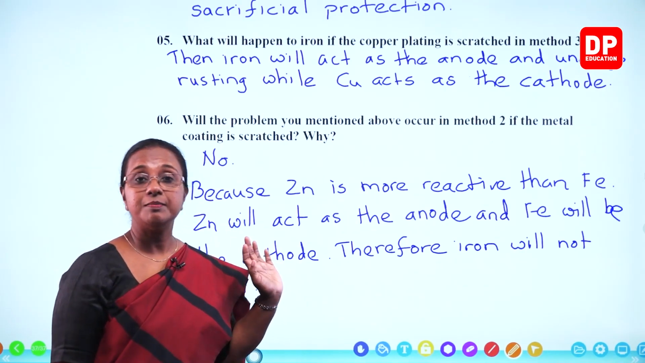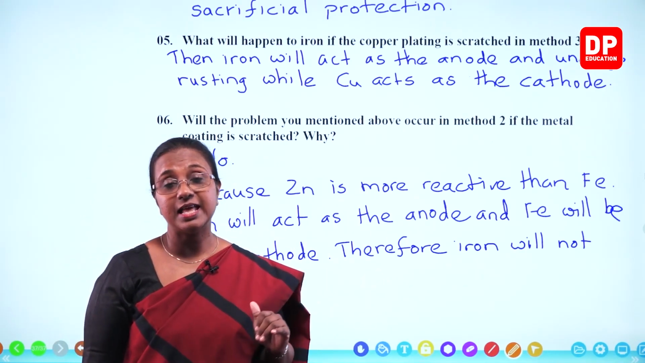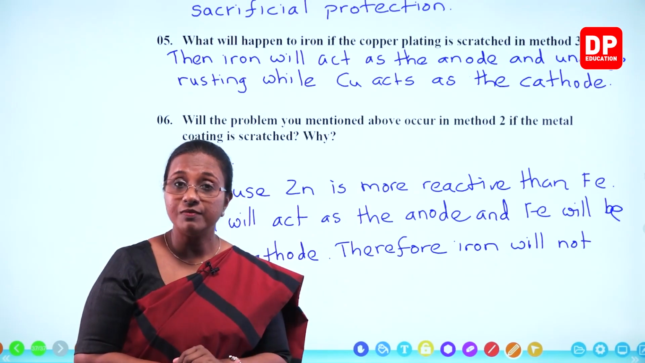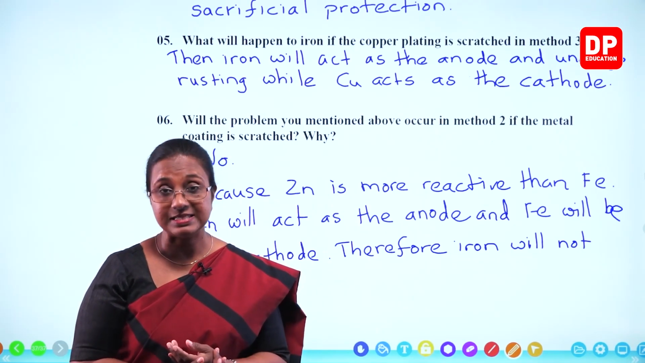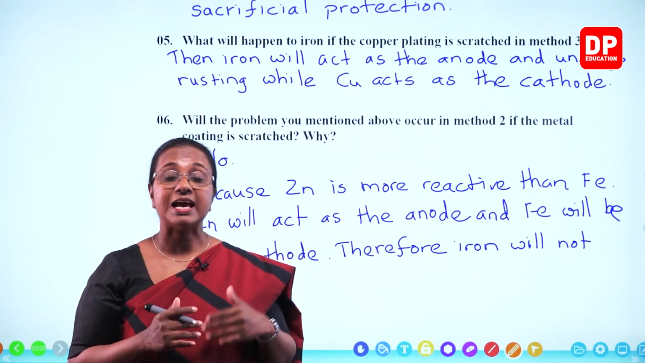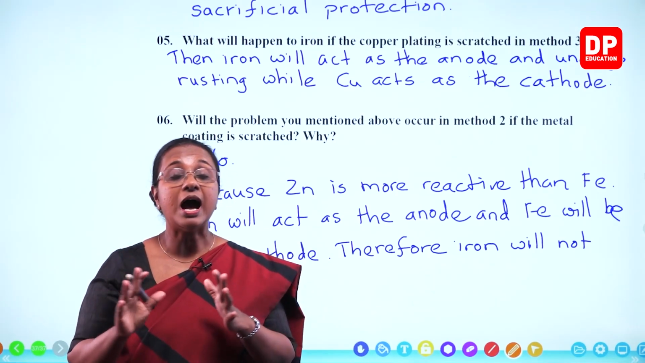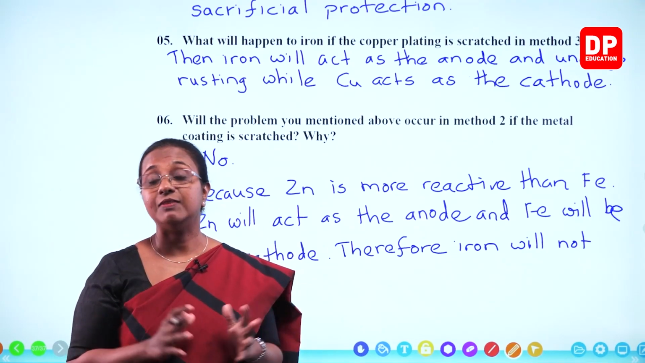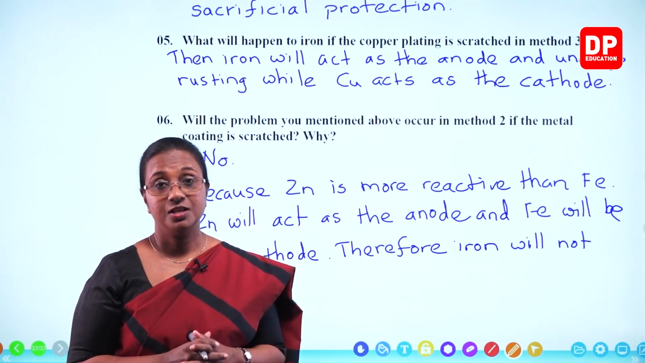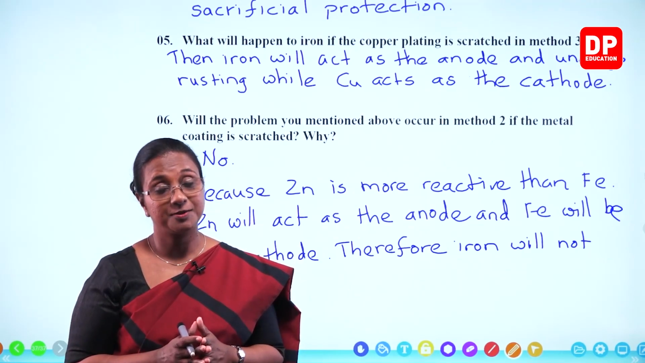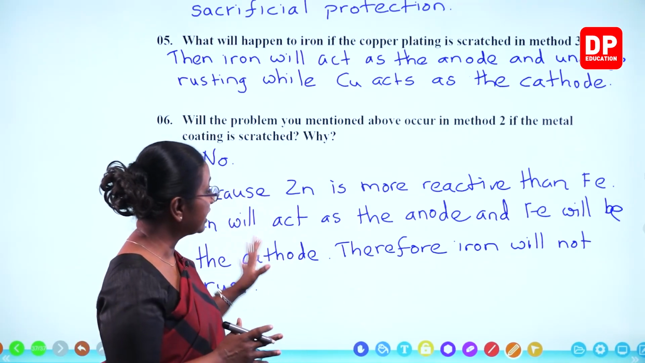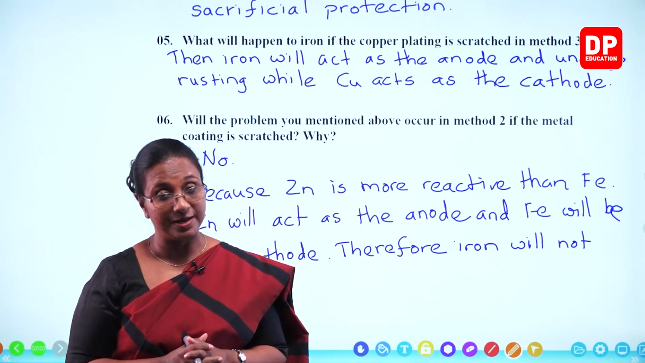If you use a metal that is above iron in the activity series, they will always act as the anode. For example, magnesium and zinc. Those metals will act as the anode. Therefore, iron becomes a cathode and it will not undergo rusting. So that is the cathodic protection or the sacrificial protection. I am sure you all can understand all those methods well.